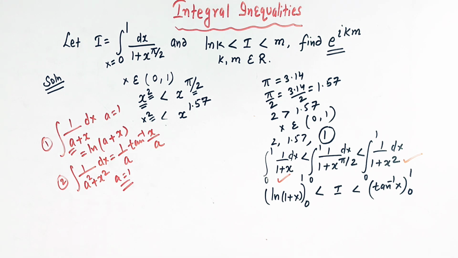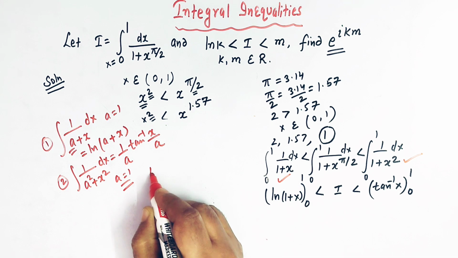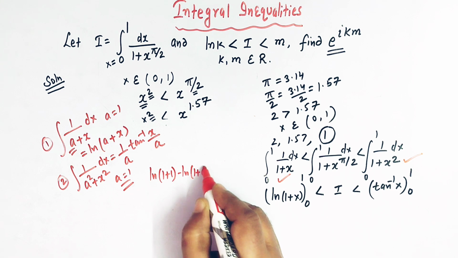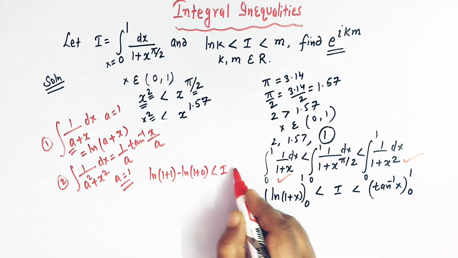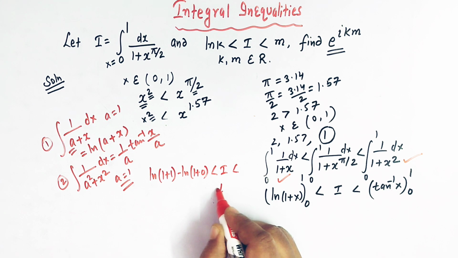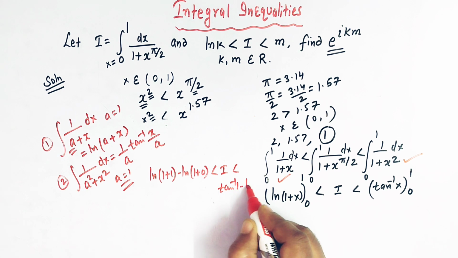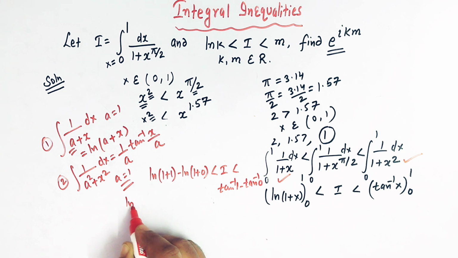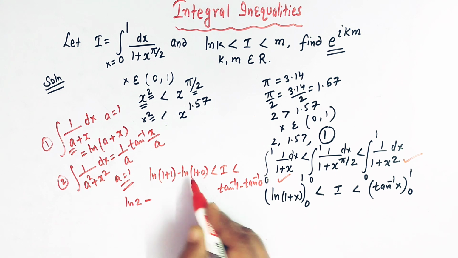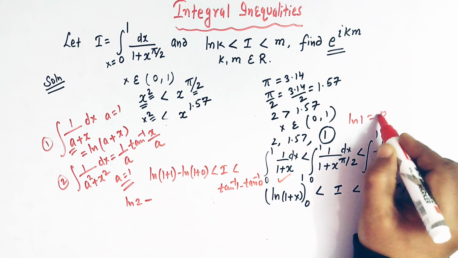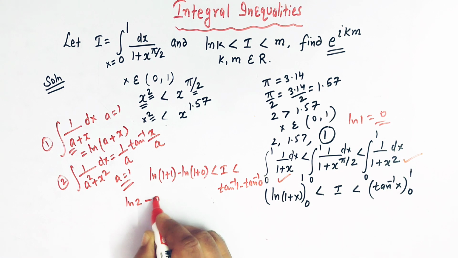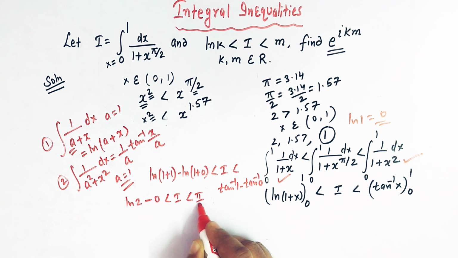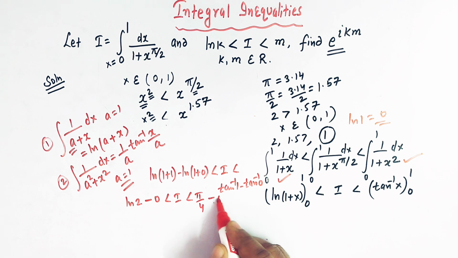and here also we have a is equal to 1, right? Now substituting the limits, we have log of 1 plus 1 minus log of 1 plus 0, that is less than I. Then here we have tan inverse 1 minus tan inverse 0. So this is log of 2, and here we have log of 1, and log of 1 is equal to 0, and here we have I, and tan inverse 1 is pi by 4, and tan inverse 0 is 0.